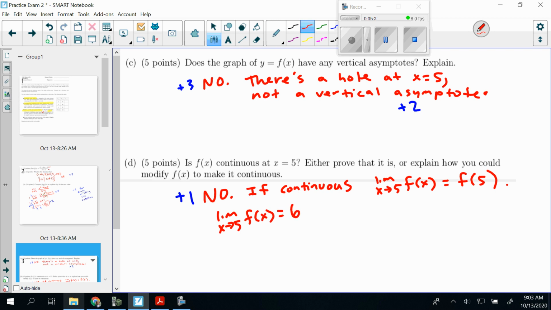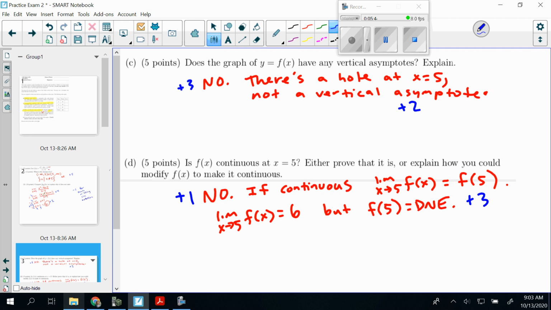But we know from part A that f of 5 doesn't exist here. So that's how we know it's not continuous, because it's not defined there. So that was 3 points.